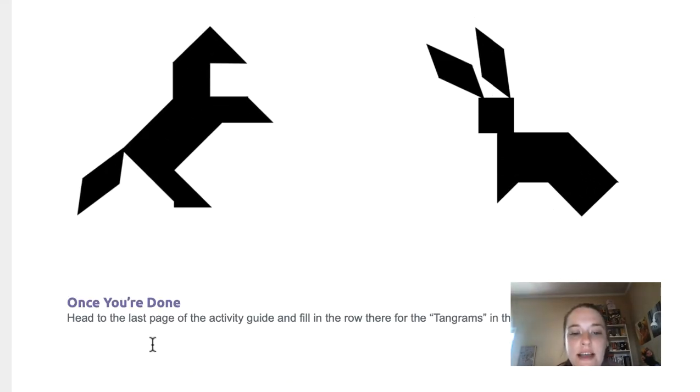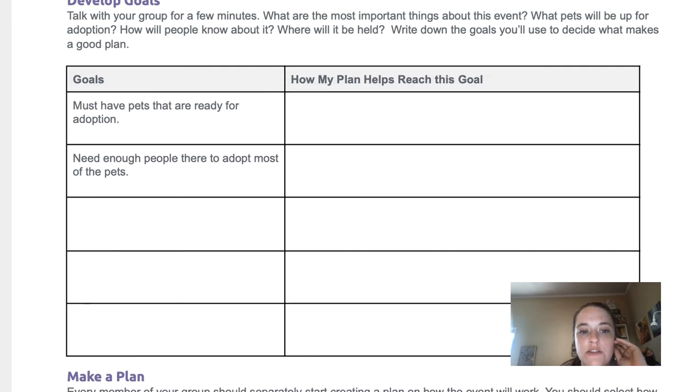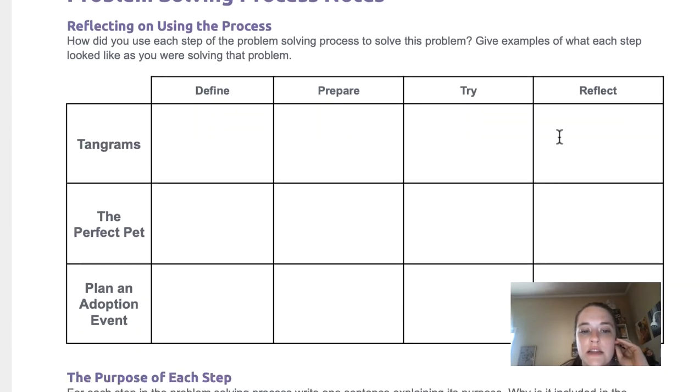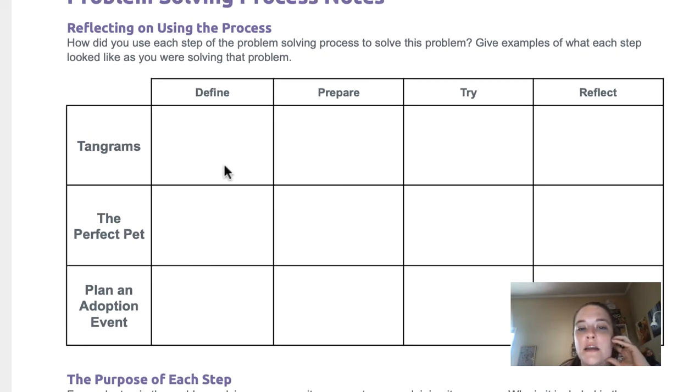Now, once you are done, I want you to head to the last page of the activity guide and fill in the row there for the Tangrams in the table. So the last page, and put in Tangrams right here. How would you define the problem? How did you prepare to solve this problem? What did you do to try to solve the problem? And looking back on your process, what would you change or do differently?